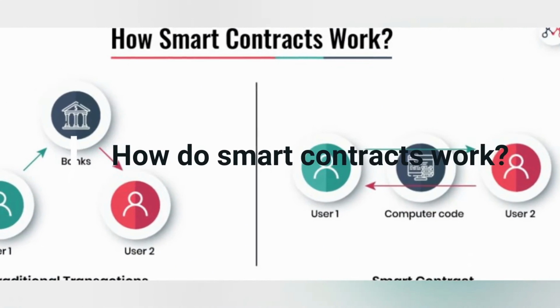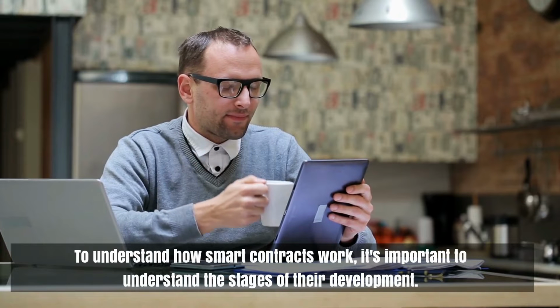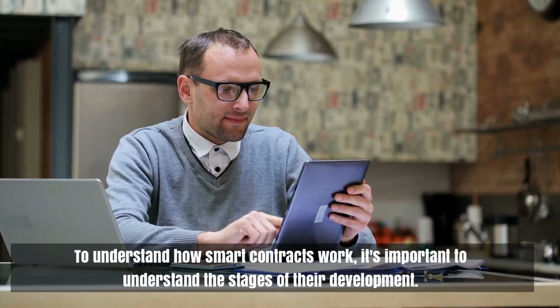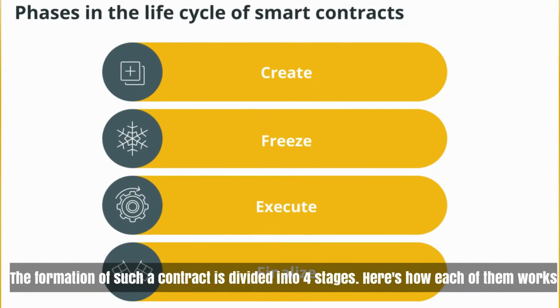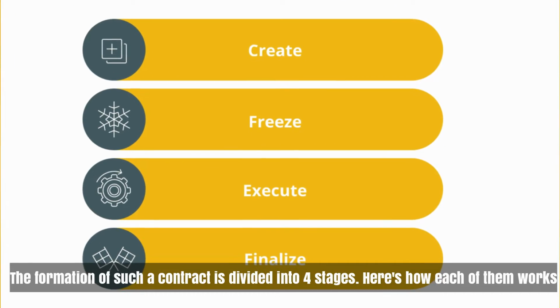How do smart contracts work? To understand how smart contracts work, it's important to understand the stages of their development. The formation of such a contract is divided into 4 stages. Here's how each of them works.